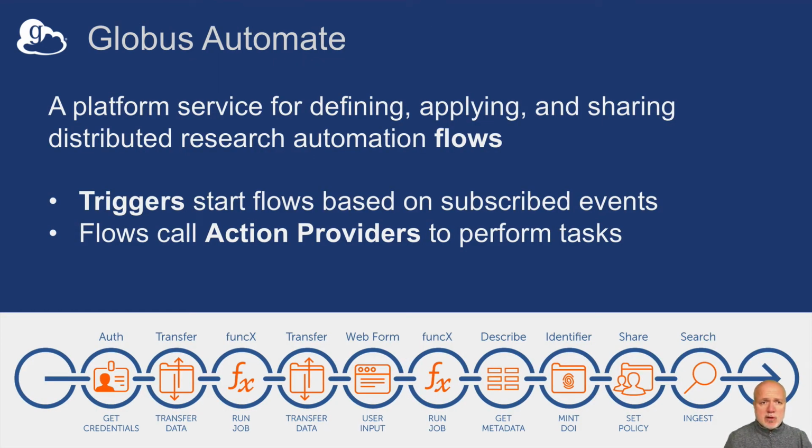And we call them flows, and they are basically sequences of actions that are triggered based on certain events. So a file coming off a DNA sequencer or a new sample being run through an advanced light source will trigger some downstream actions. And I've got a number of examples that will illustrate this.